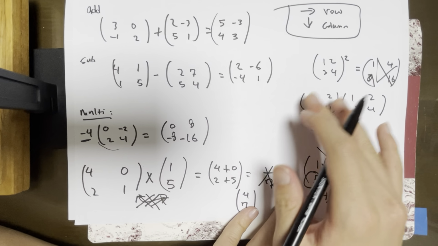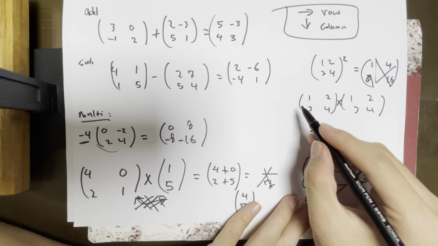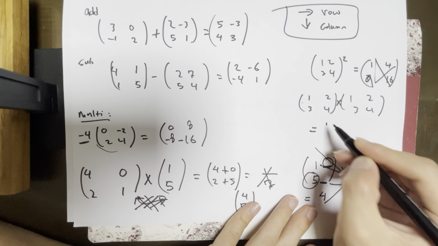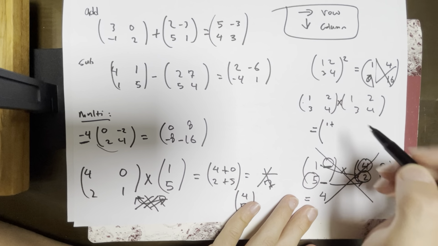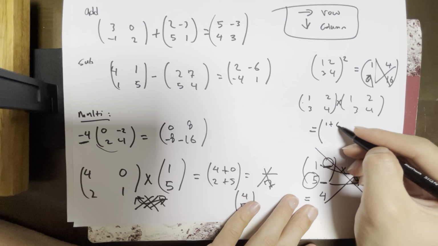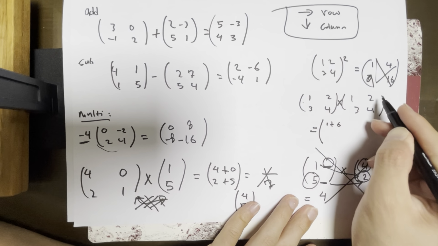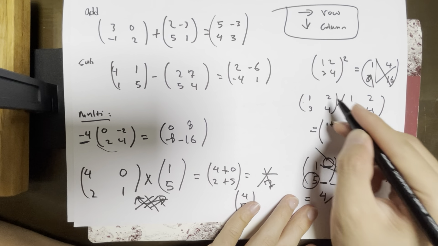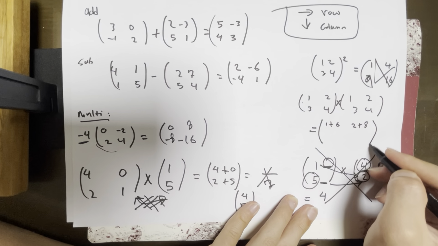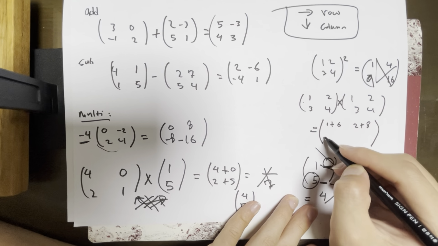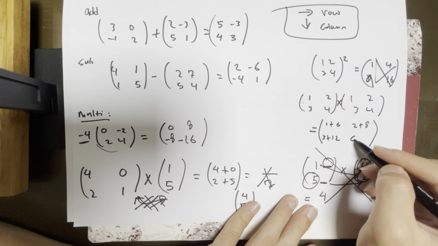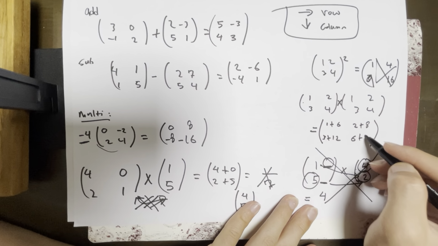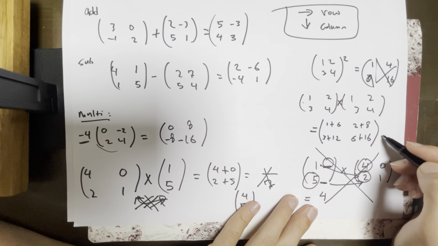This is a good example of a 2 by 2 by a 2 by 2. I'll show you guys how you do it. 1 times 1, 1, plus 2 times 3 gives us 6. We move to the next one. 1 times 2, 2, plus 2 times 4, 8. Draw out the brackets. 3 times 1, 3, plus 4 times 3, 12. 3 times 2, 6, plus 4 times 4, 16. And then we just simplify it.